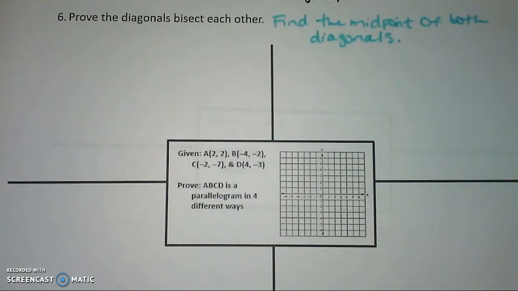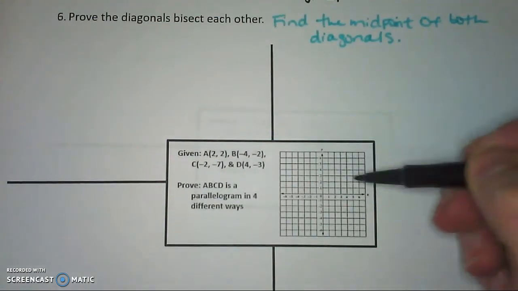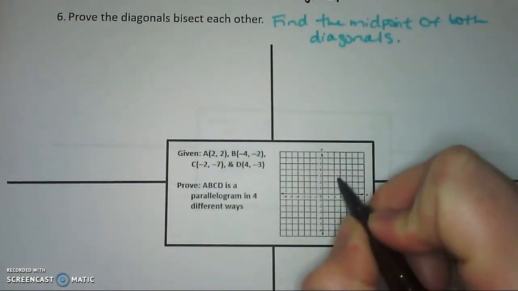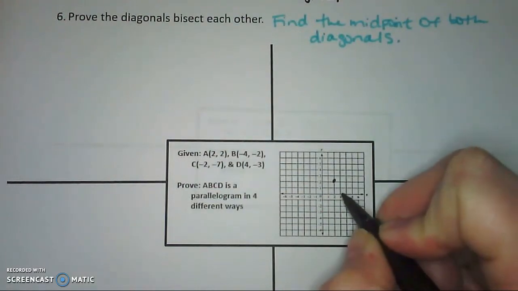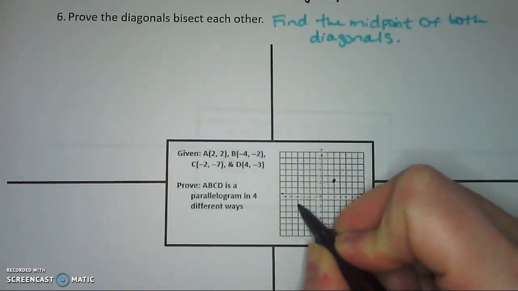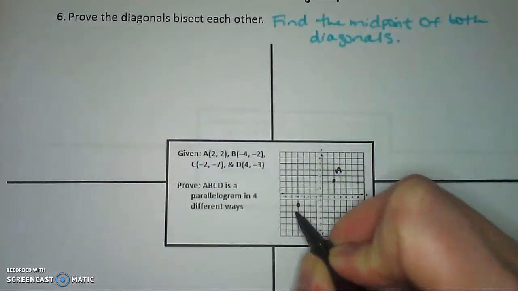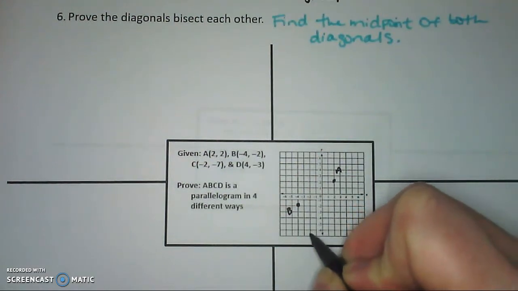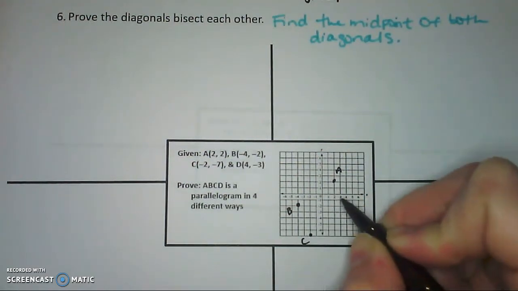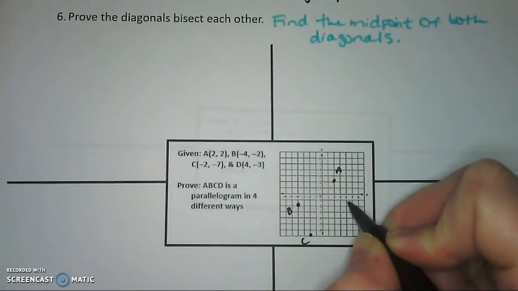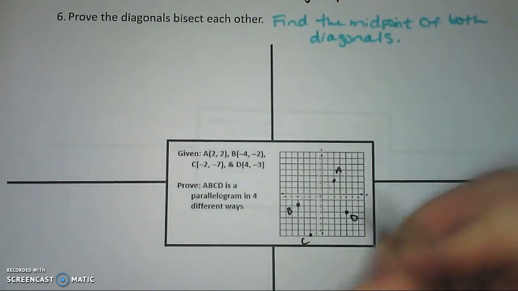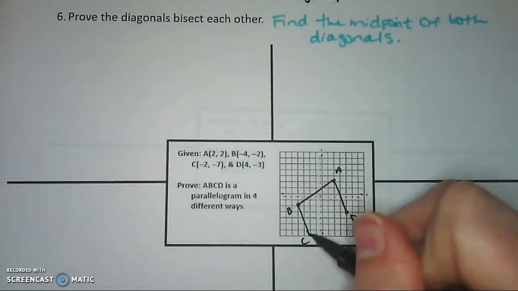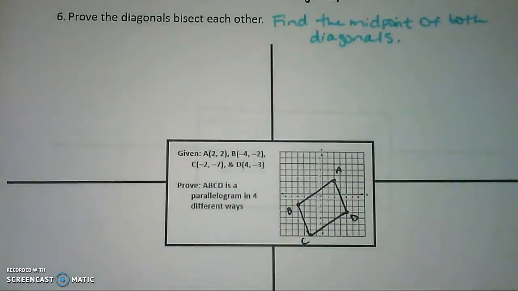Before we start to find the slopes and the lengths of some sides, let's go ahead and graph what we think might be a parallelogram down here. We'll plot A at 2, 2. B is at -4, -2. So that's A. This one is B. C is at -2, -7. And then D is at 4, -1, 2, 3. So we're going to use those methods up top to show that this is indeed a parallelogram.